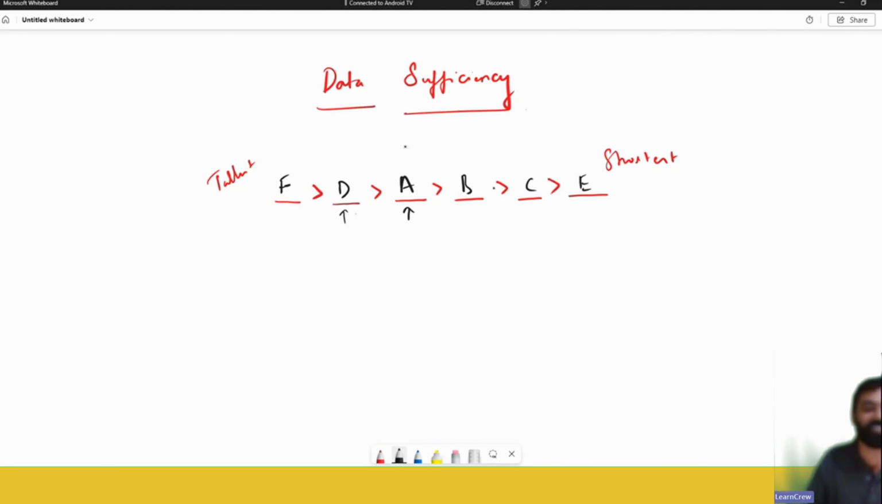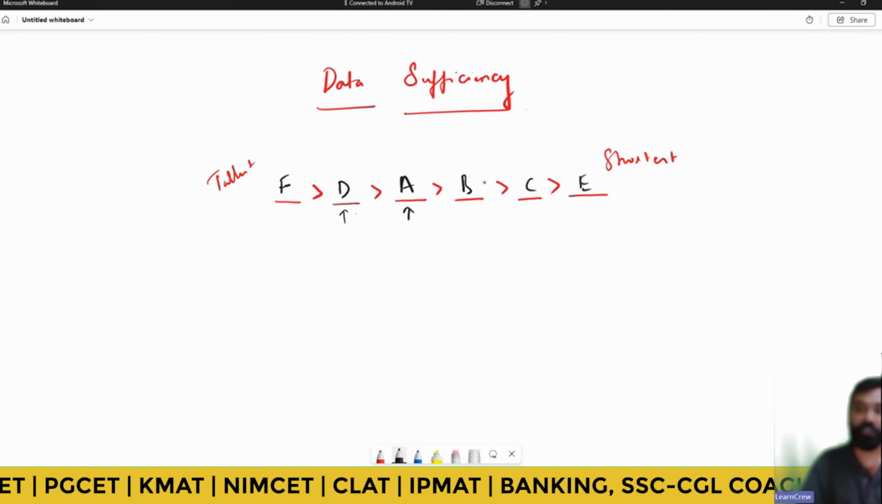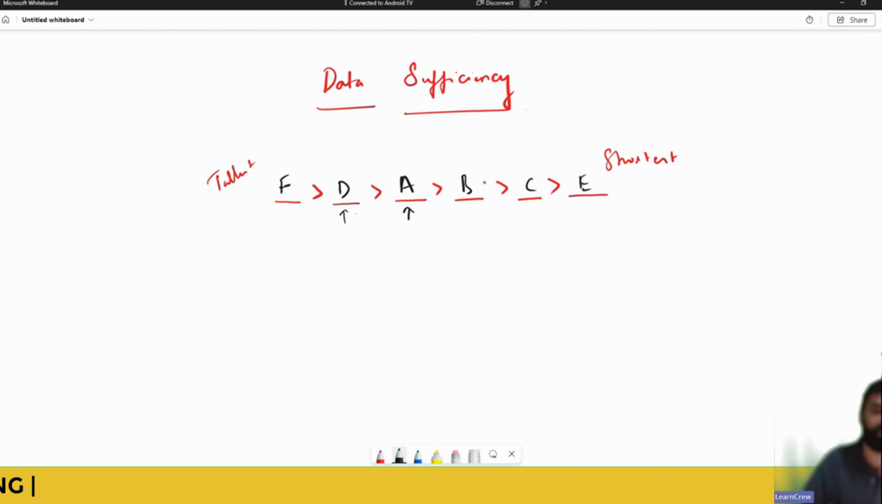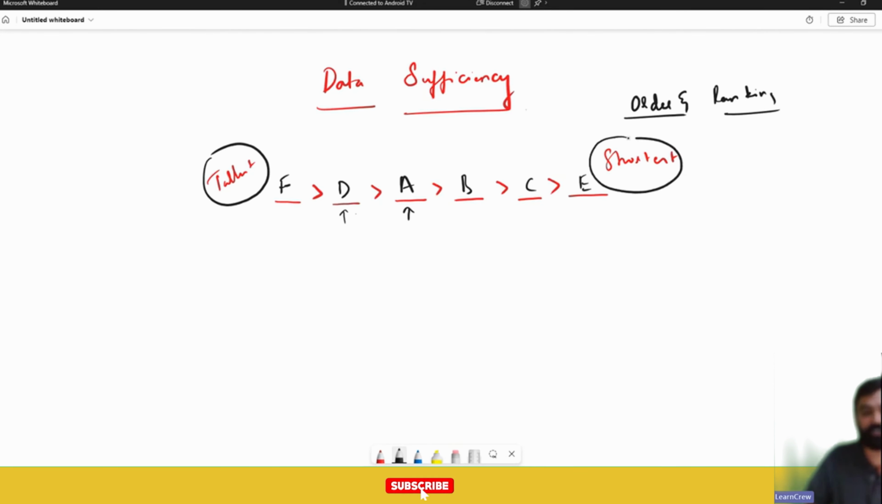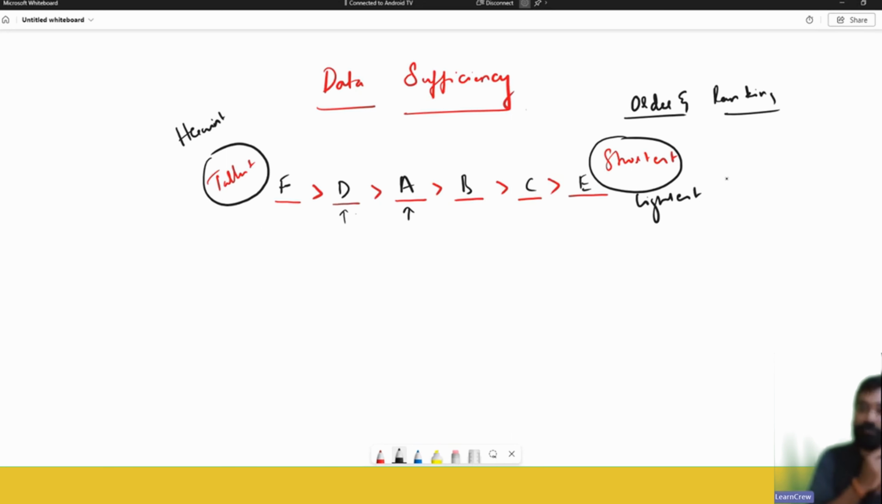In the same way, for each and every person in the group, you can give a different statement, and with these statements the entire question will be given. You need to figure out who is the tallest and who is the shortest. This is the normal order and ranking which we had. Here it is not only about tallest and shortest, it is also about the heaviest and lightest. Who is the heaviest person in the group? Who is the lightest person in the group? We have seen questions based on that.